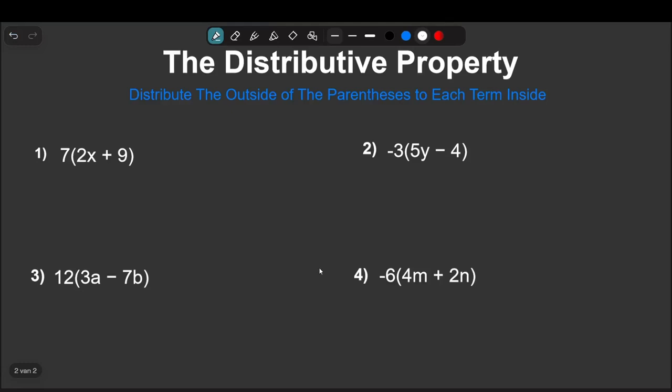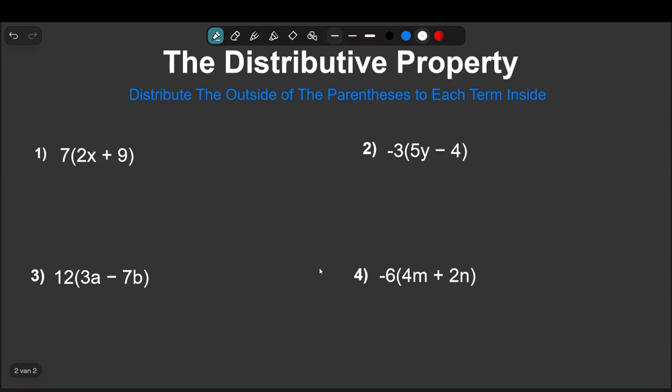Hello guys, welcome back to a new video, and in this video I'm going to cover how to simplify algebraic expressions using the distributive property. Now, the distributive property can help us remove parentheses within algebraic expressions. If we have unlike terms within parentheses, we can't combine them. We use the distributive property to remove the parentheses, and then we can continue to simplify if possible.